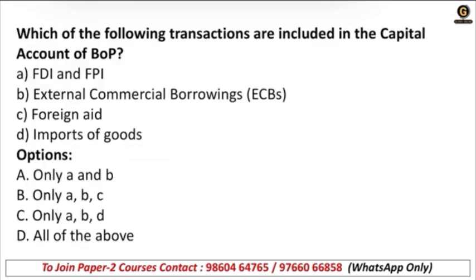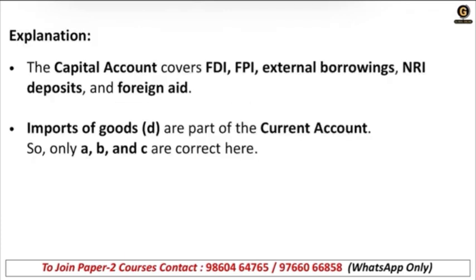Next. Which of the following transactions are included in the capital account of BOP? FDI, FPI, ECBs, foreign aid, imports of goods. The right answer is option B. That means A, B, C, not D. See, the capital account covers FDI, FPI, external borrowings, NRI deposits, and foreign aid. Imports of goods are a part of the current account. So only A, B, C are correct here.